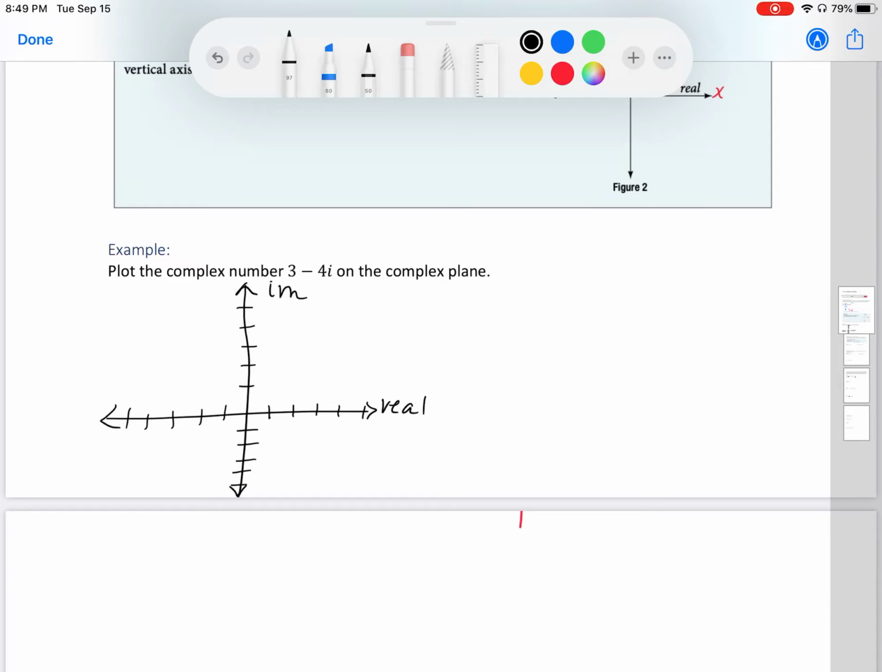Just as before, think of this as a coordinate point. So we have 3 and negative 4i. In relation to the past, this would have been like 3 comma negative 4. So let's plot that. We have 3 along the real axis and negative 4 along our imaginary axis. We want to see where they meet, so our answer would be this point right here, just like when you're graphing in a regular, real Cartesian plane.